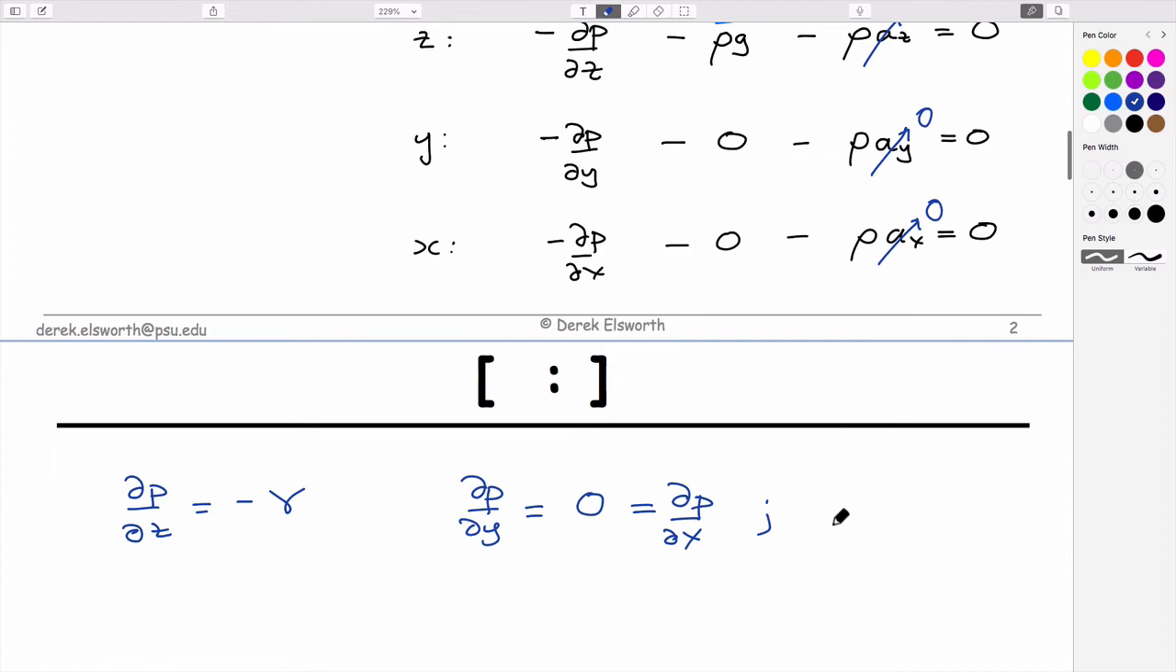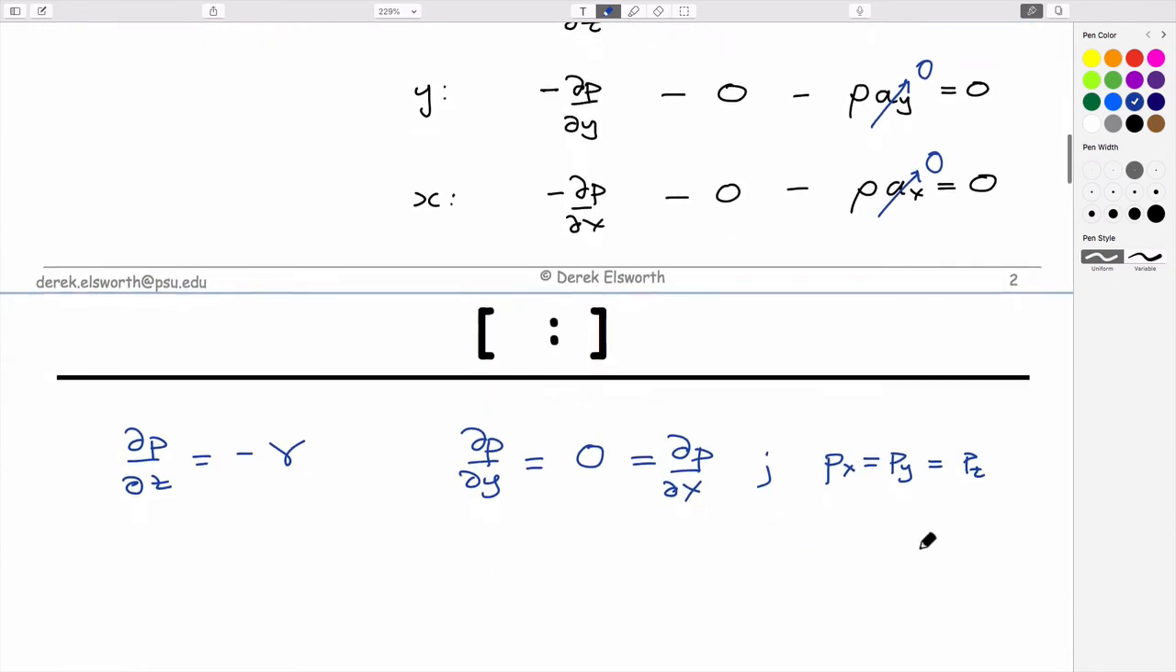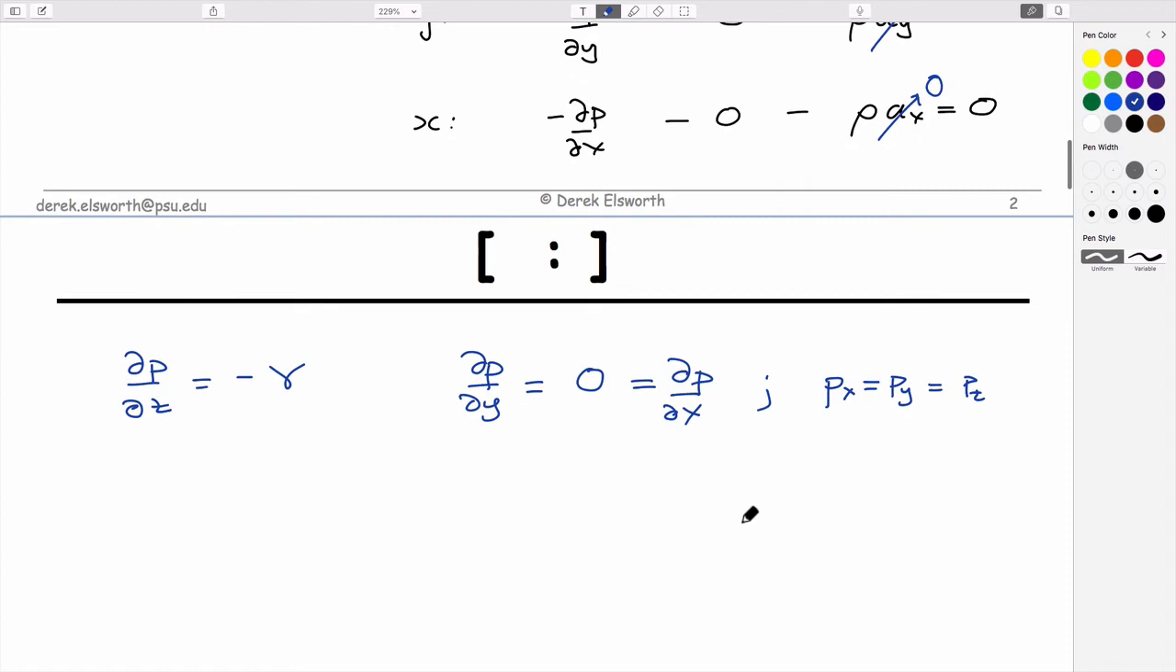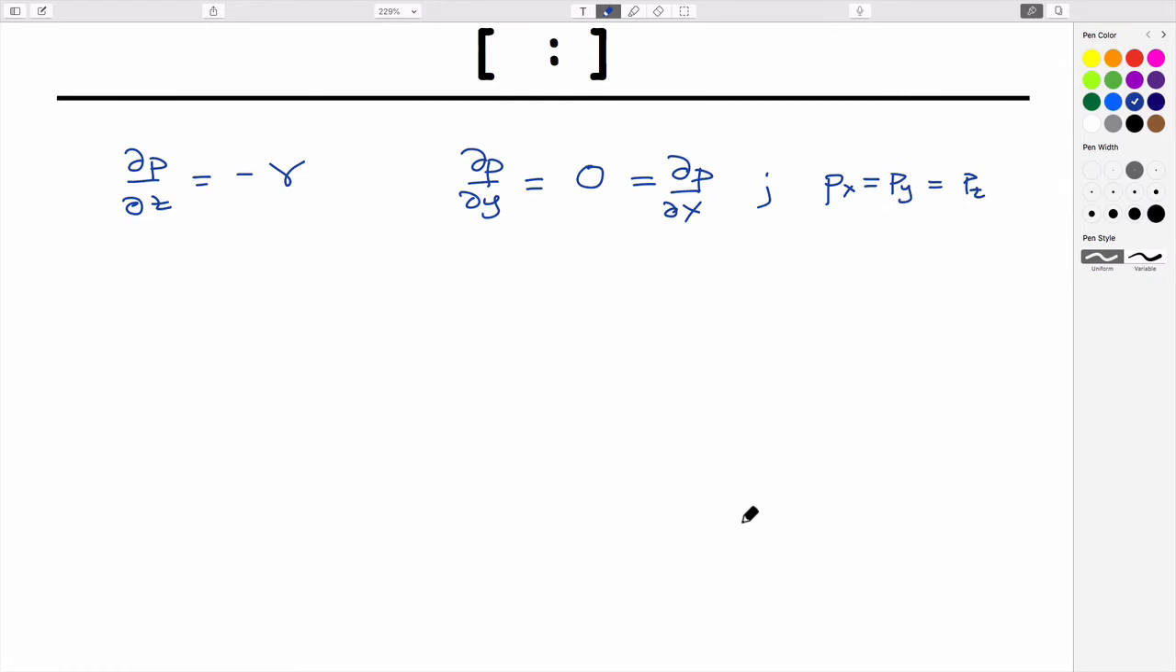We don't get it from this, but what is also true is that the pressure in the x direction is equal to the pressure in the y direction, which is equal to the pressure in the z direction. We didn't define pressures in different directions here, but that is true. It doesn't come out of these relationships, but it basically says that the pressure acting on my head is the same in all directions in this static fluid which we find ourselves in. These are quite important relationships.